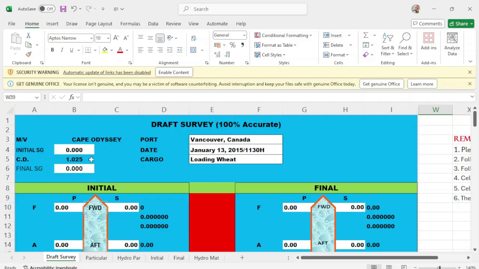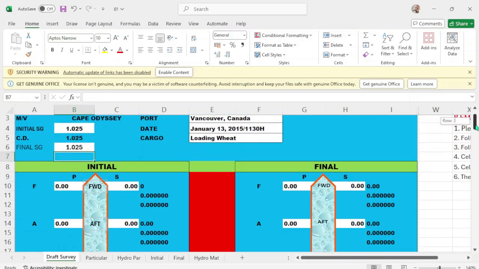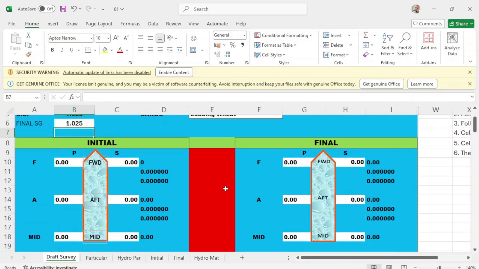Then let's put in first the density. The density would be initial density, 1.025, and the final density for the draft survey will be 1.025. Okay, so let's input now the draft, forward, aft, and mean.